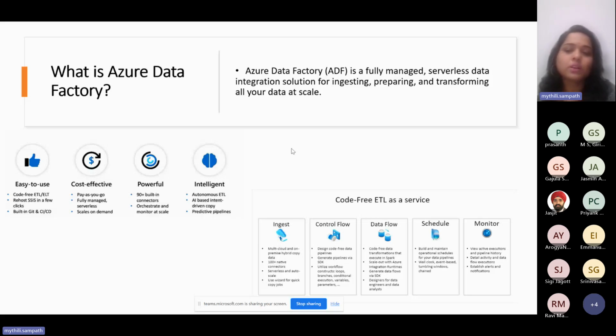So all these data movements are happening in a scheduled way. But in the case of Azure Data Factory, it's a skeleton.